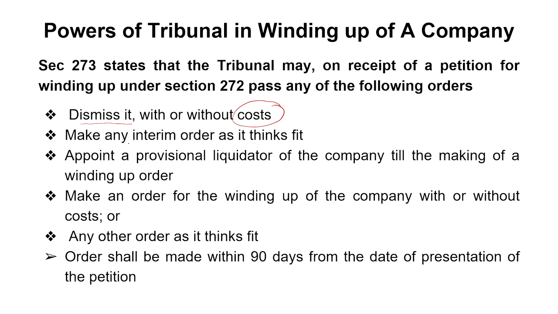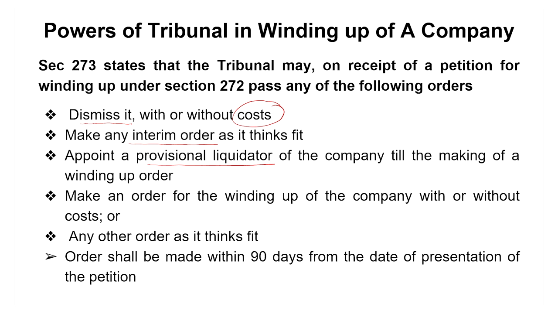Make any interim order as it thinks fit. Interim order is the first part and final order is the last part. So, in case of orders, there are some stages, one is interim order, another is final order. Any interim order may be passed after hearing the parties during the petition of winding up. Appoint a provisional liquidator. Provisional liquidator means at the first instance, prima facie. If the tribunal finds this is a fit case of winding up, in such cases the tribunal may pass the order of appointment of a provisional liquidator.